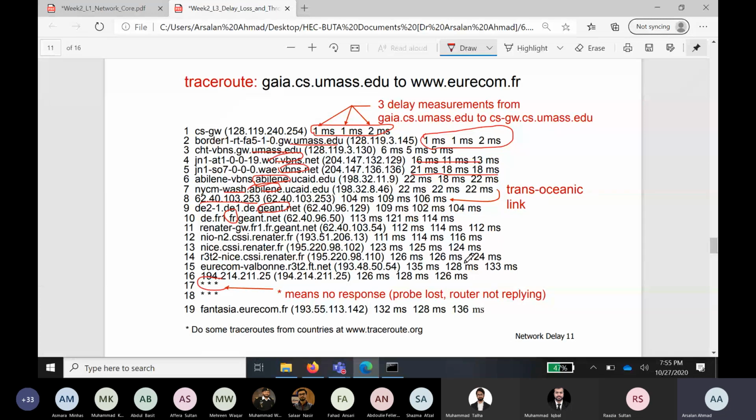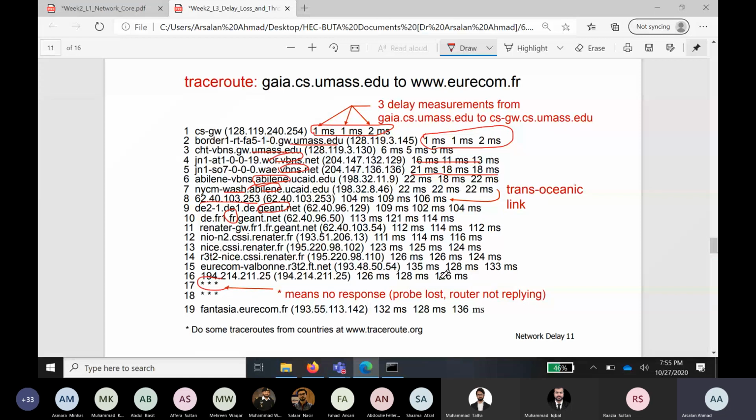And also something very interesting you can note, sometimes you get less delay from the next node compared to the previous. For example, can you notice this anomaly over here? Yes, sir. In the 10th and 11th. You're right, well spotted. You can see over here that we have 113, 121, and 114, and right here is 112, 114, 112. You can see that on the 15th we are having 135, 128, 133, and the next is 126, 128, and 126. And why does this happen?